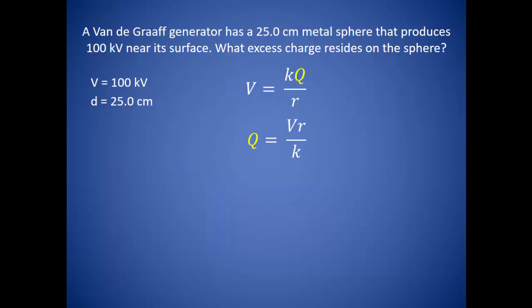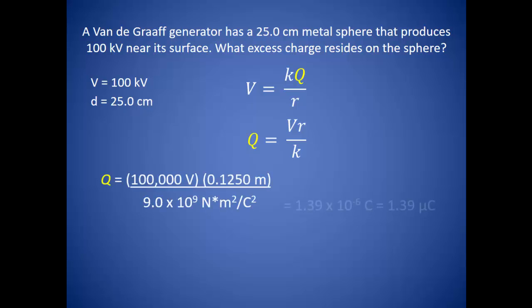Now say we have a Van de Graaff generator with a 25 centimeter metal sphere that produces 100 kilovolts near its surface. What excess charge resides on the sphere? In this case, we are looking for the charge, and we know the voltage and diameter of the sphere. Kilo means 1,000, so we actually have 100,000 volts being produced. The surface of the sphere is half the diameter, or the radius of the sphere, and the result is 1.39 microcoulombs of charge.